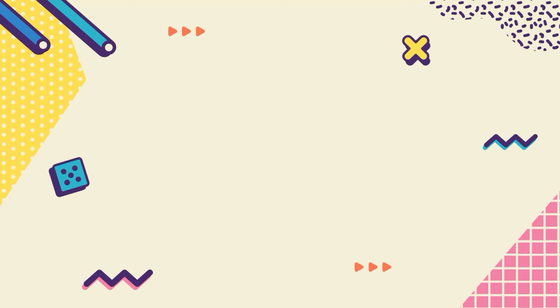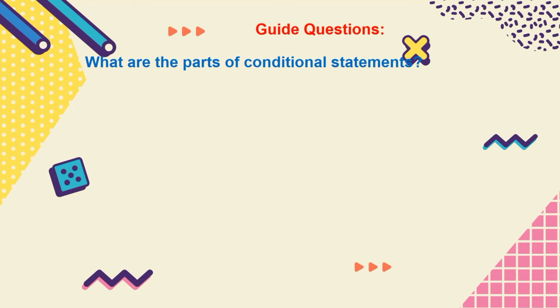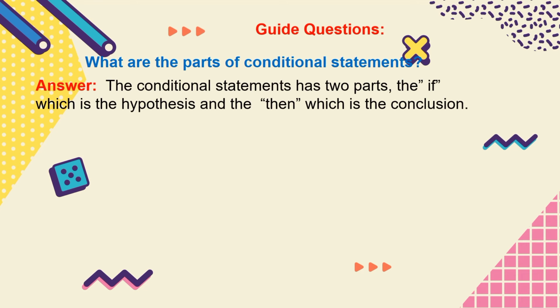To understand the lesson better, let me give you these guide questions and kindly answer them. What are the parts of conditional statements? Alright, yes. The conditional statement has two parts. The if, which is the hypothesis, and the then, which is the conclusion.